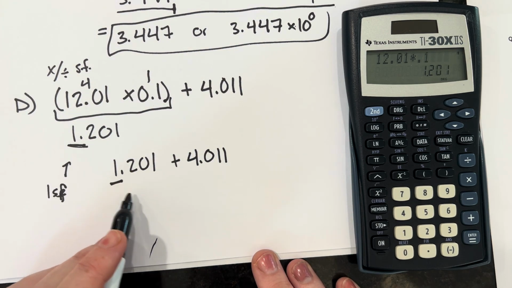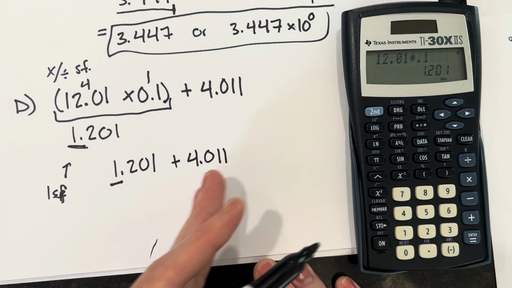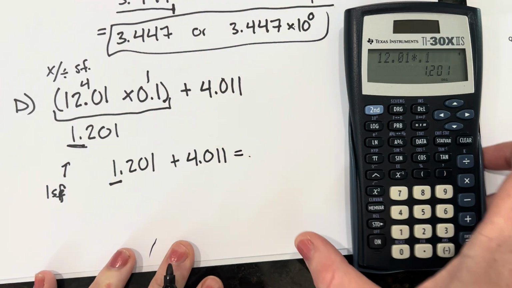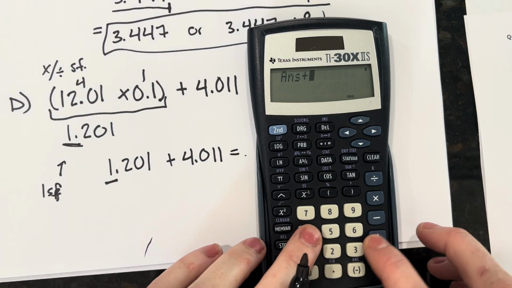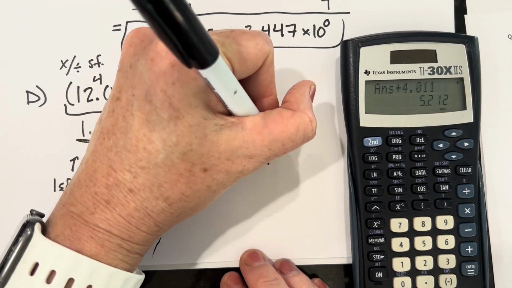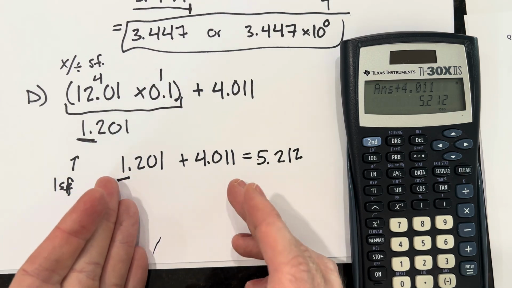Okay. Now we're going to add them up. When you add, again, you don't need to get rid of this number. You can keep all this information when you add it, because if you round it in the middle of the problem, you lose information that was vital. So we're going to take this number and add to it 4.011, and we get an answer of 5.212.